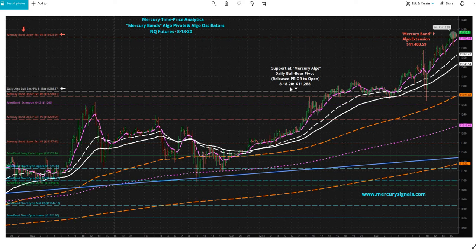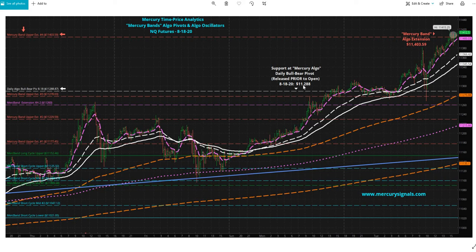We don't do that. We give you everything. If all we did was offer our members this single daily algo bull bear pivot, that alone is worth 100 times more than we charge. Literally, the daily bull bear pivot is the single line of demarcation every day. And guess what? The algos know where that is. That's why it works so well.